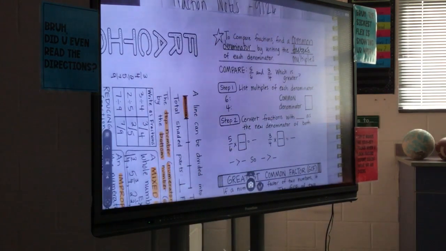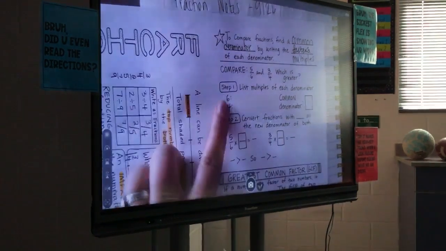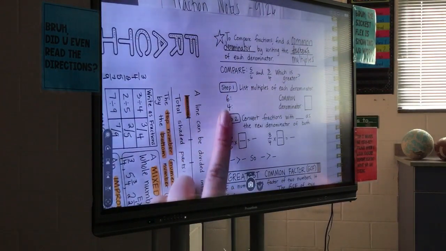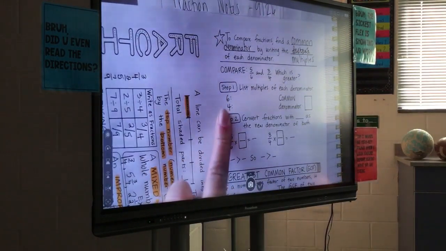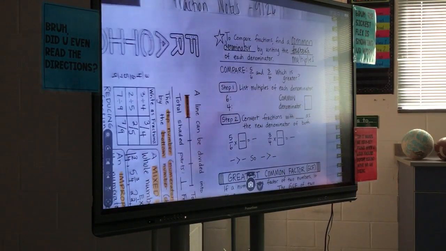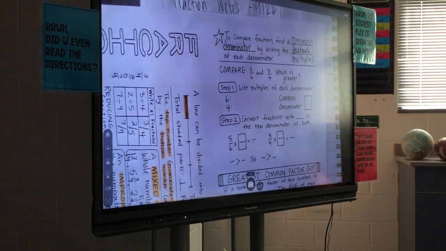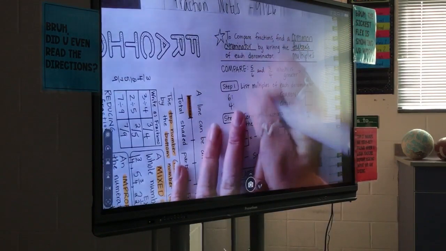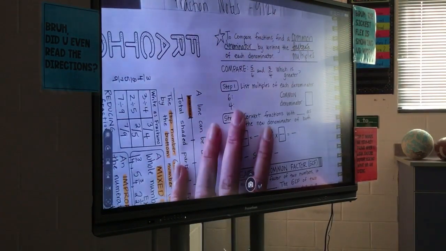All right, so the first thing we're going to do is list the multiples for each denominator. So we have 6 and we have 4. Why do we have 6 and 4 and not 5 and 3? Right, those are our denominator numbers. Help me out with my multiples. Are we multiplying them together, or is it repeated addition?